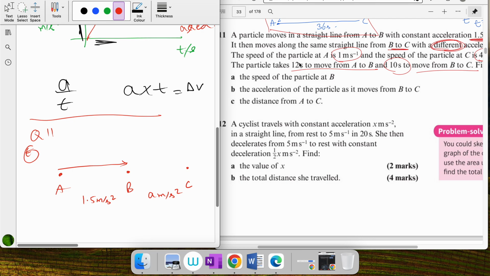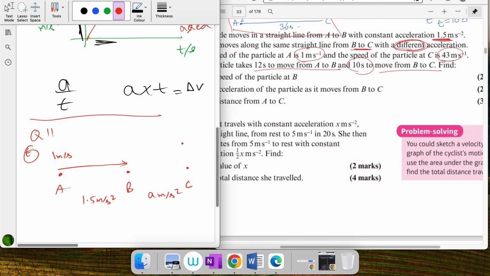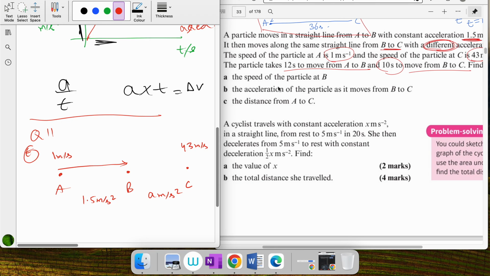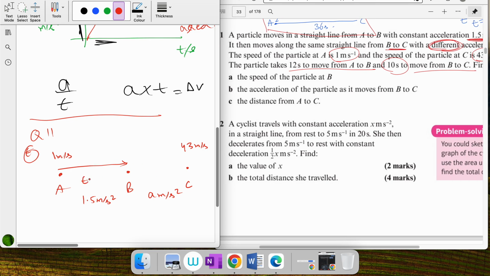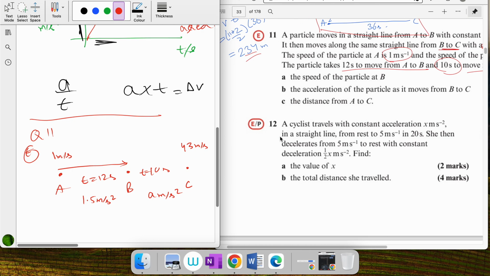The speed of the particle at A is 1 meter per second. Speed of the particle at C is 43 meters per second, and the particle takes 12 seconds to move from A to B, and 10 seconds from B to C. Okay, we're done here. So the speed of the particle at B.